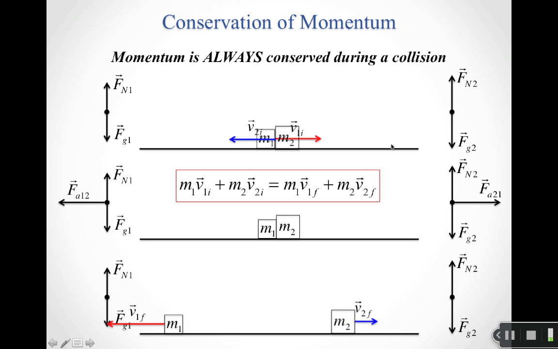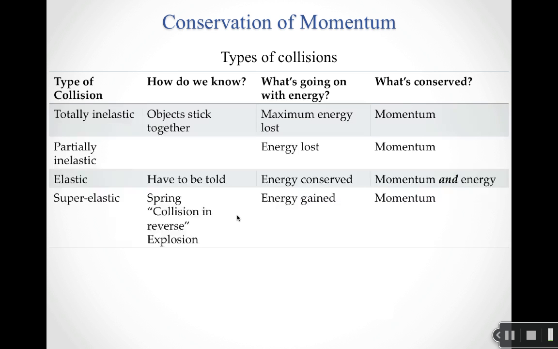So if we said to the right was positive, then mass 1's initial velocity would be positive. Mass 2's initial velocity would be negative because it was initially moving to the left. After the collision, mass 1 is now moving to the left, so its final velocity would be negative. Mass 2 moving to the right has a positive final velocity. So again, it's a vector problem, and we've got to work it like a vector problem. Whether it's one-dimensional and we just keep track of signs, or two-dimensional and we need to break everything up into components, we've got to work it as a vector problem.